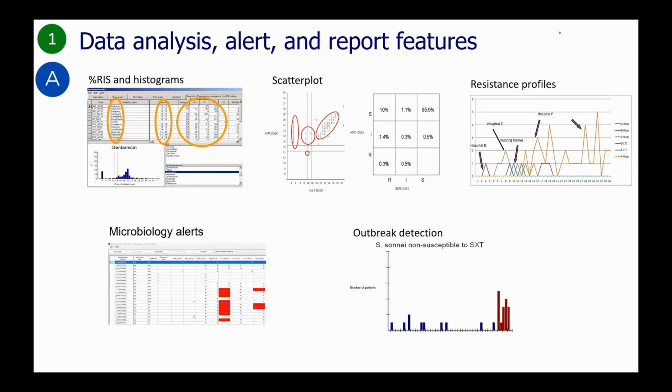This slide presents some examples of the analysis features offered by WHONET. The first figure is labeled %RIS and histograms. You can see the percentage of isolates that are resistant, intermediate, and susceptible presented in the table. You also see a graph with the distribution of zone diameters for Escherichia coli and gentamicin, where the susceptible bacteria appear to the right of the red lines and the resistant bacteria appear to the left.